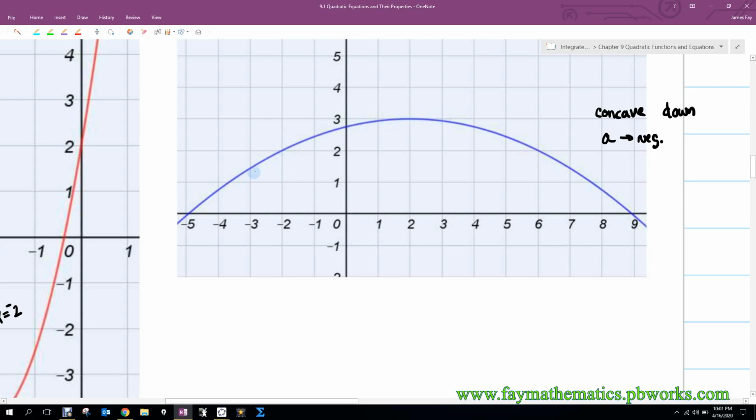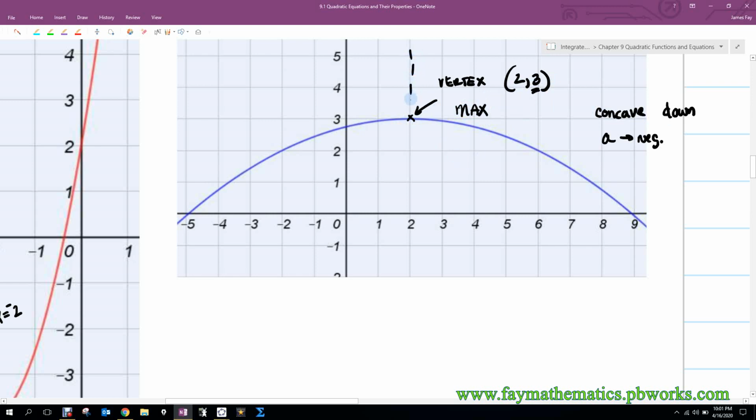But if we look at this, we're increasing. It looks like about right there we changed to decreasing. So I'm going to say that is my vertex, which is the point 2, 3. Okay. Now, because this is concave down, remember this is the largest y. That 3 is the largest y value you ever come across on this graph. So this is a maximum.